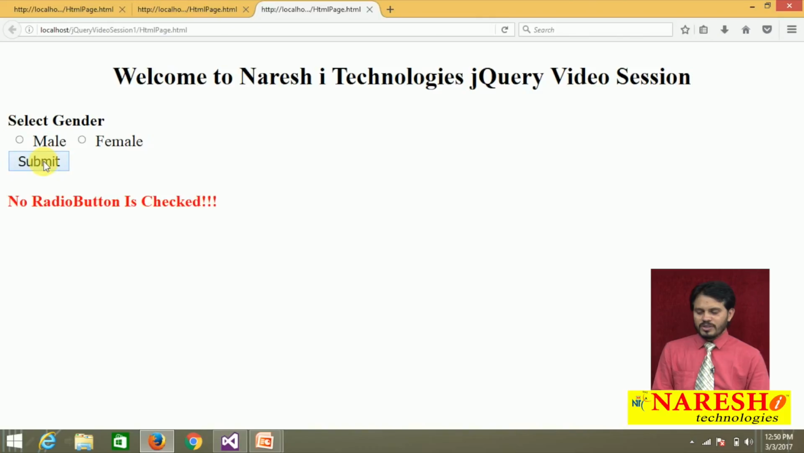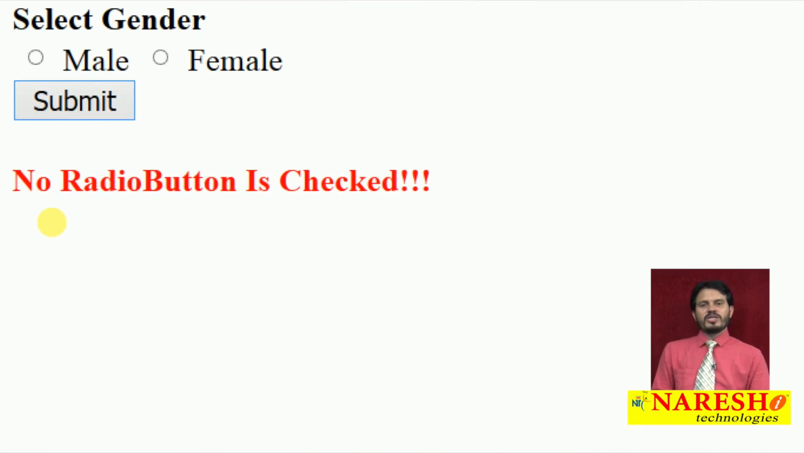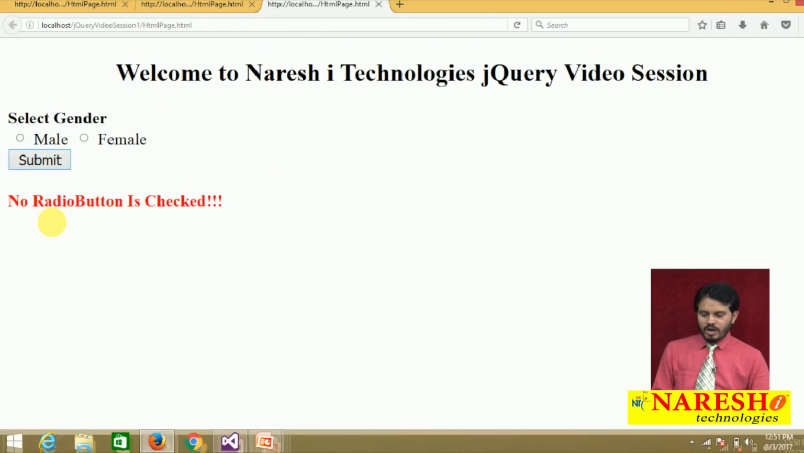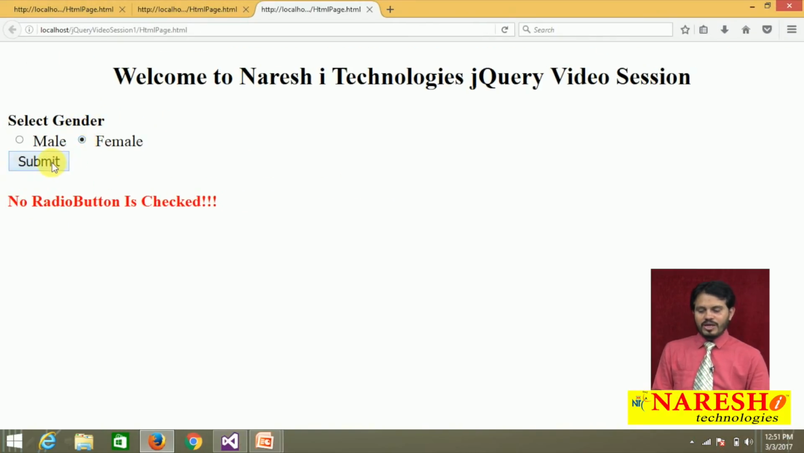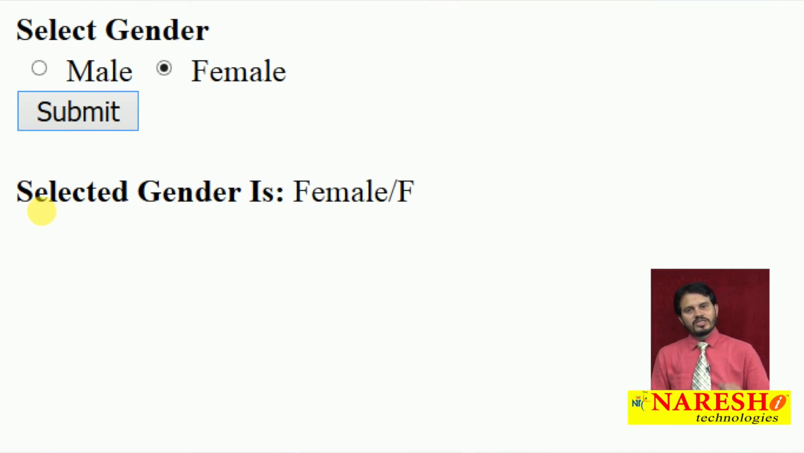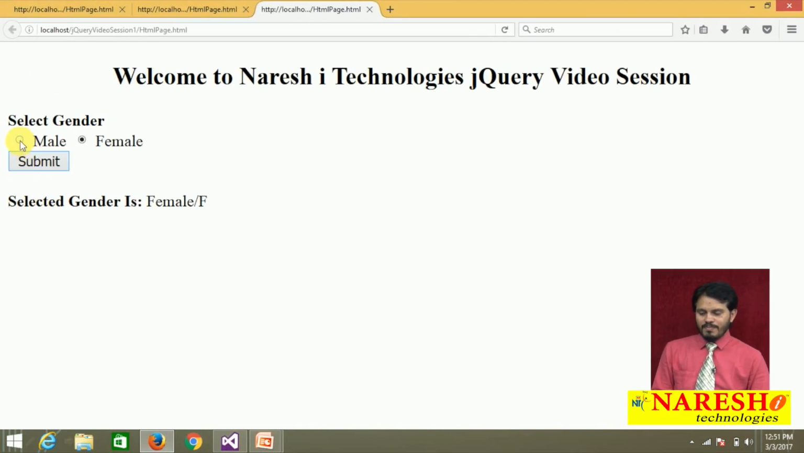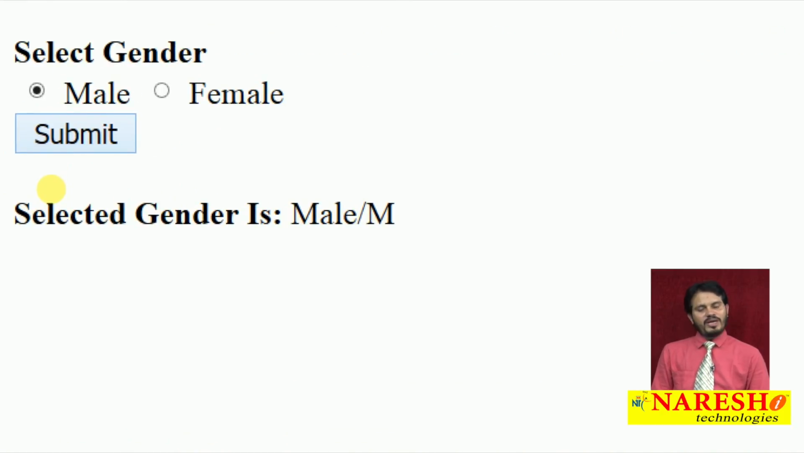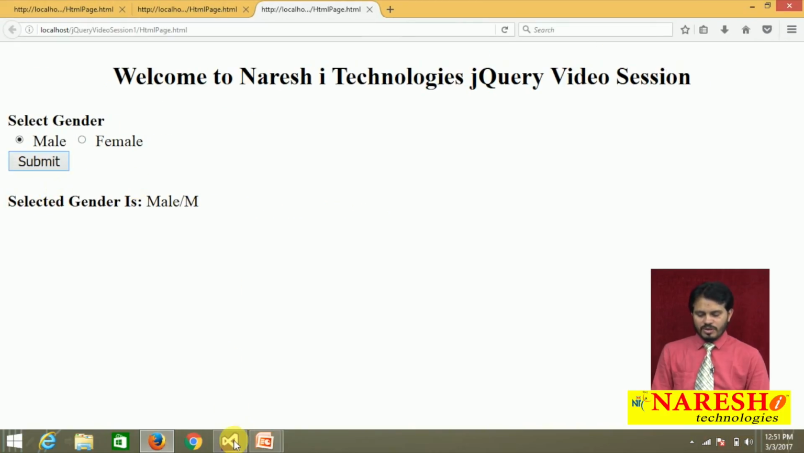So click on submit, you are getting the message no radio button is checked. Because no radio button is checked, value returned is undefined. I am checking if not equal to undefined, then get the text, get the value, display. Otherwise go to the else part, display the message no radio button is checked. Now the user says female, click on submit, then display selected gender is female, oblique F. If the user says male, click on submit, selected gender is male, oblique M. Male is a text, M is the value, right?